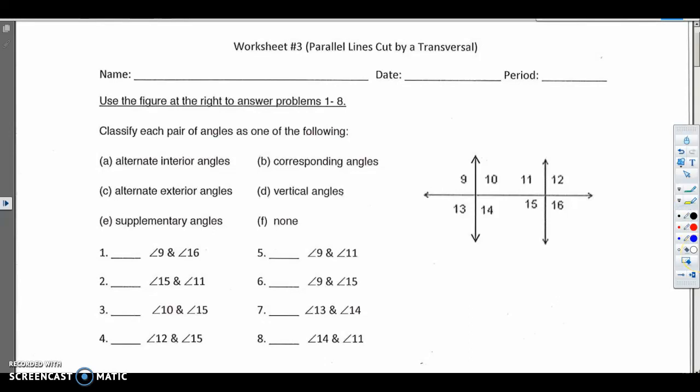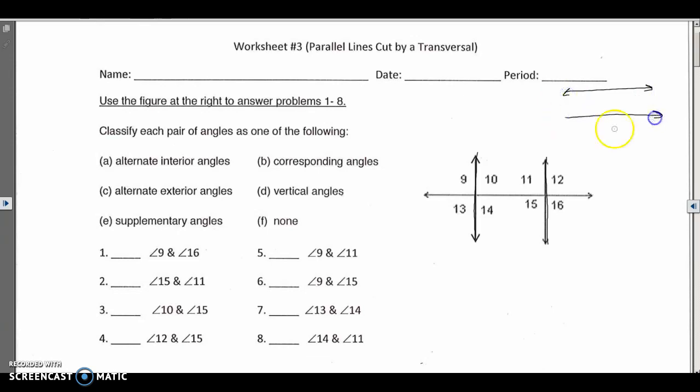In this lesson, we have worksheet number 3, parallel lines cut by a transversal. One of the things you want to notice here is that our parallel lines are running vertical, up and down, where in previous examples we've seen them running horizontal, left and right. And we've seen transversals cut diagonally through them, or even cut straight down through them.